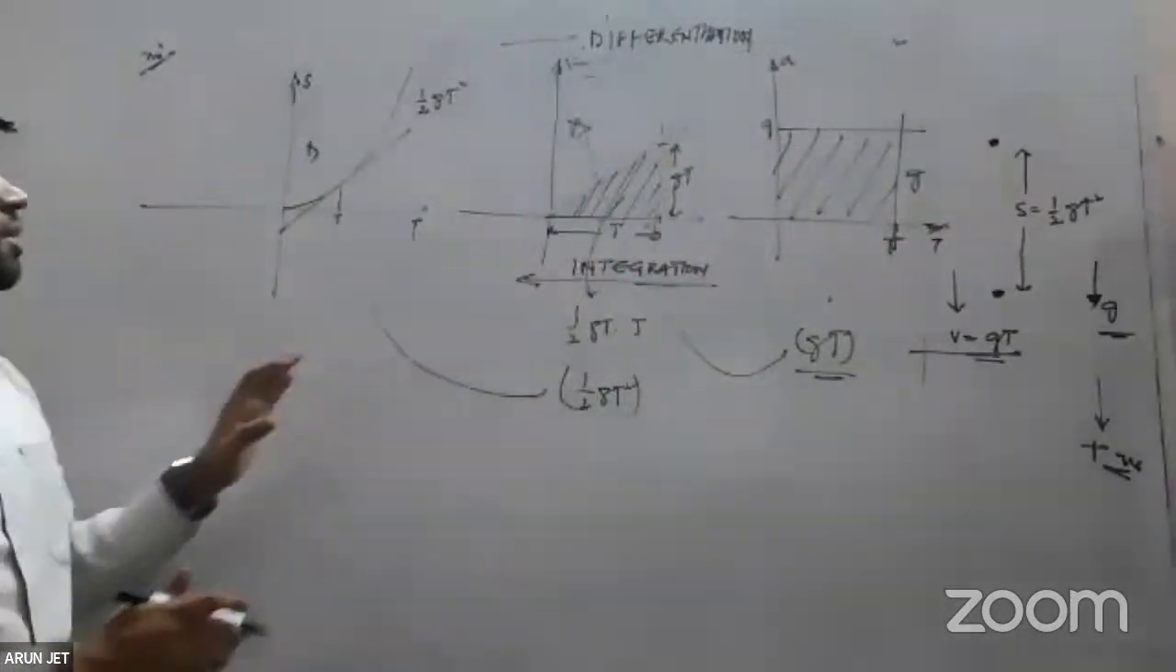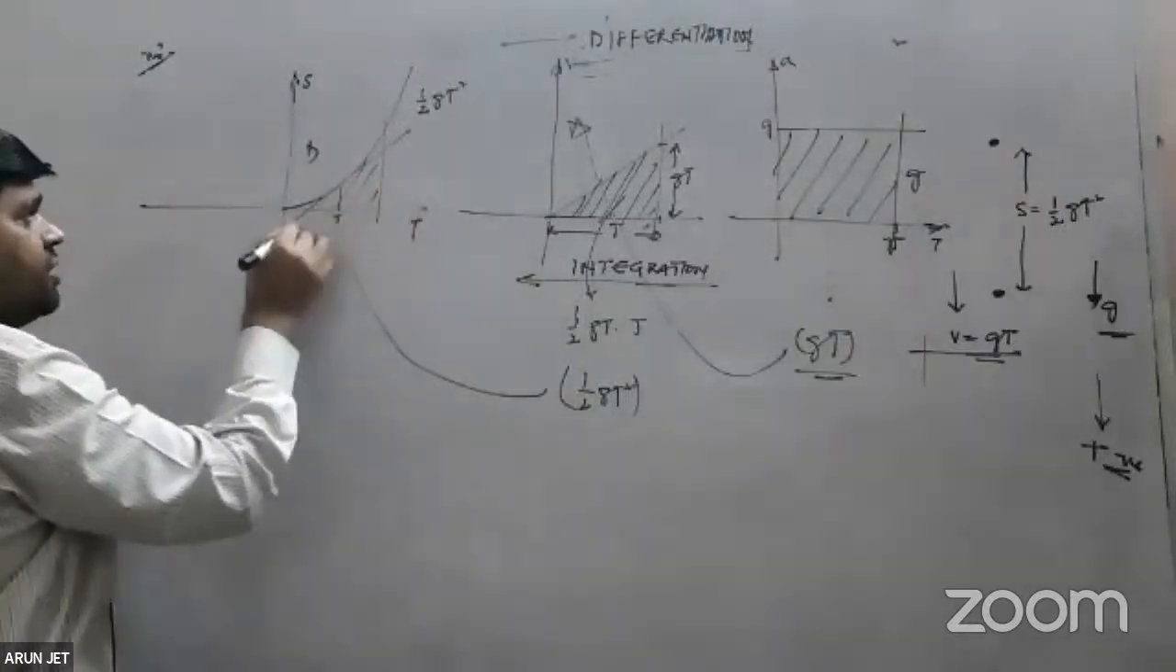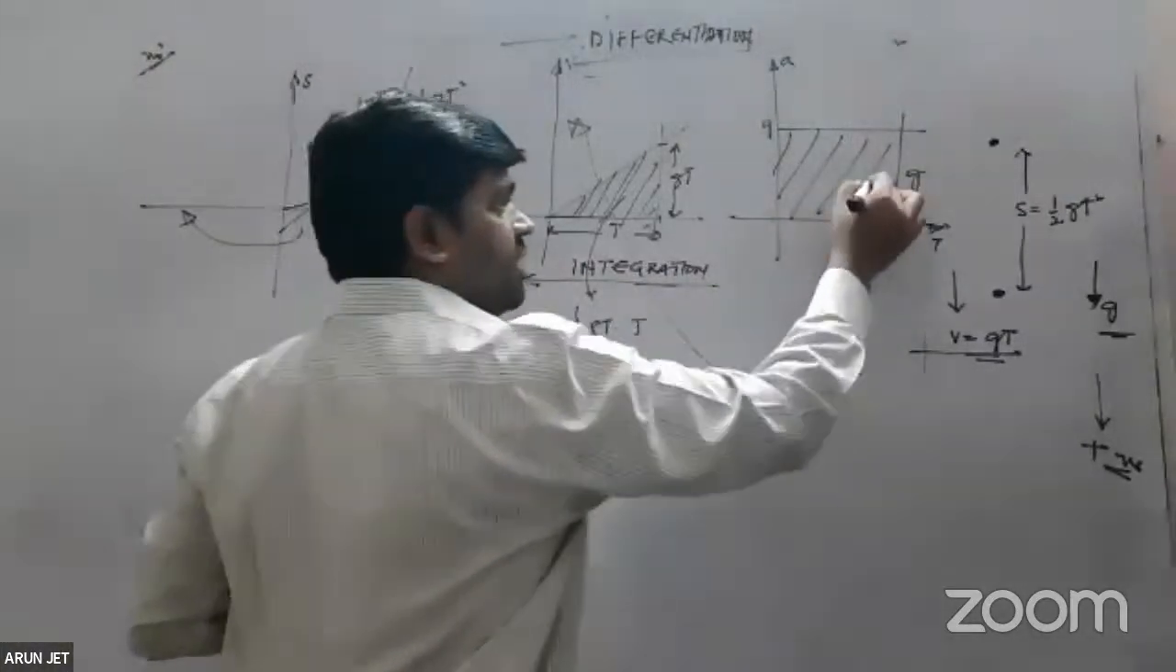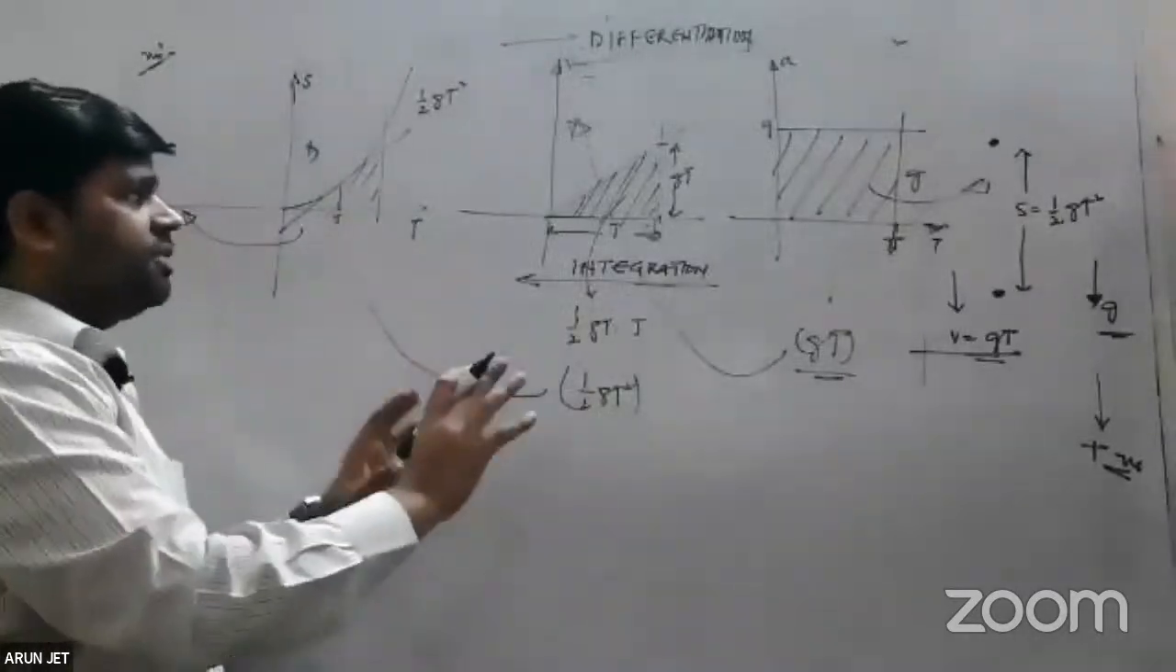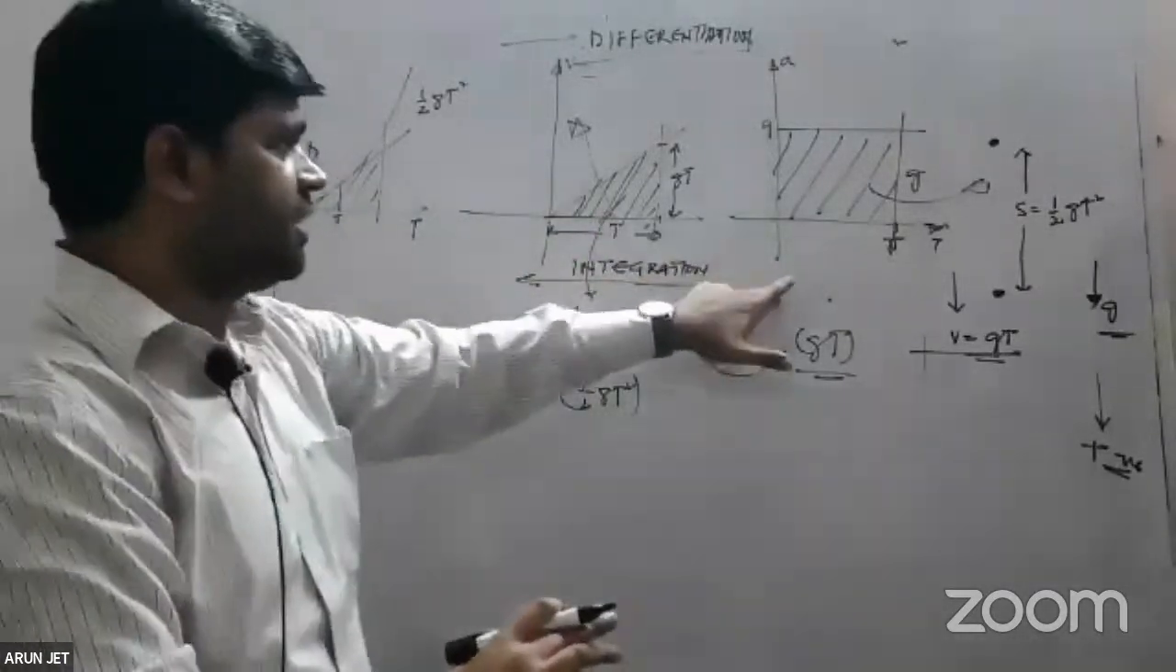We'll talk about it later. Area under this graph is also something, slope of this graph is also something. All those things we'll talk about later, but right now just focus on these three things: displacement, velocity, and acceleration.